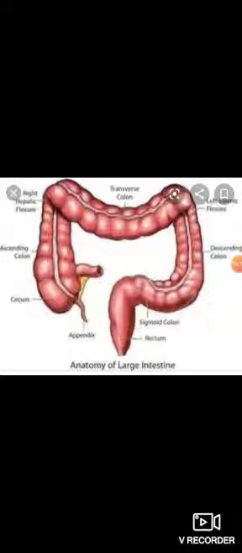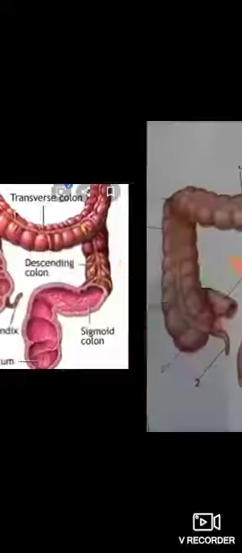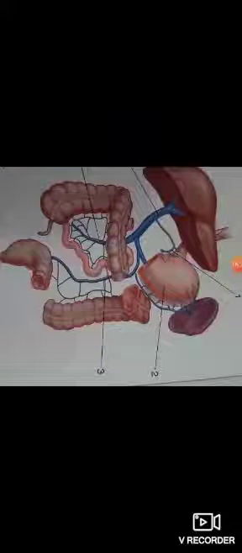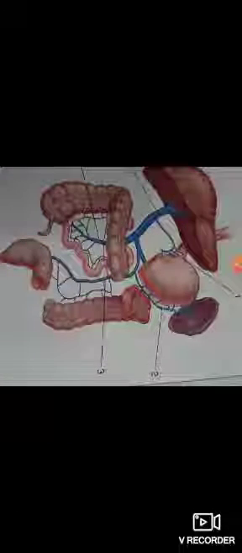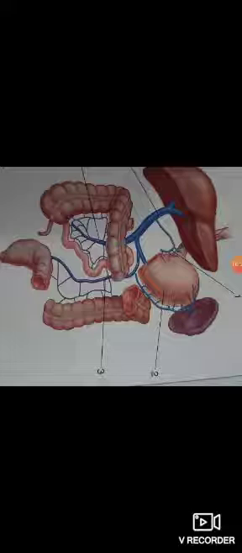Now we will see vessels and nerves. The arterial supply of the cecum is derived from the cecal branches of the ileocolic artery. You can see here. The veins drain into the superior mesenteric vein. The nerve supply is same as that of the midgut, that is thoracic 11 to lumbar 1 sympathetic and parasympathetic vagus.